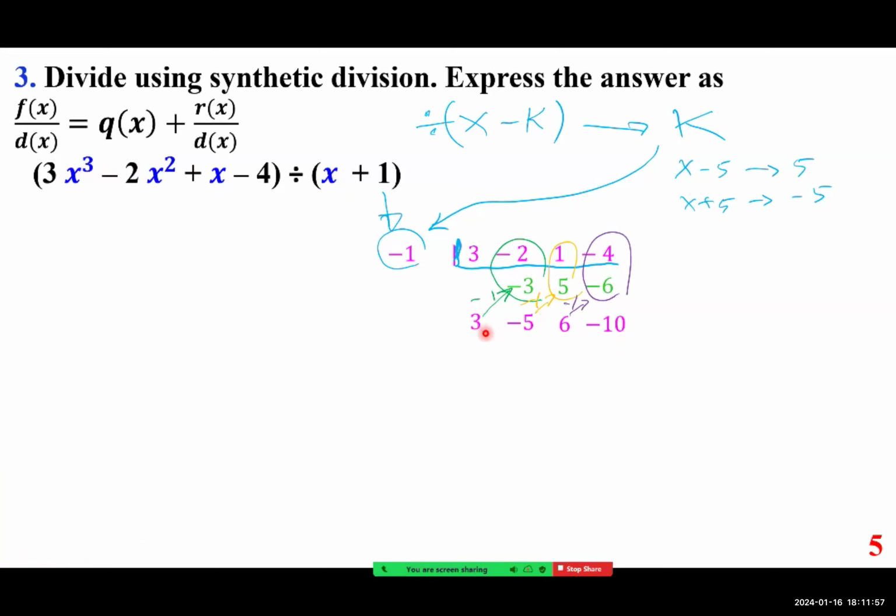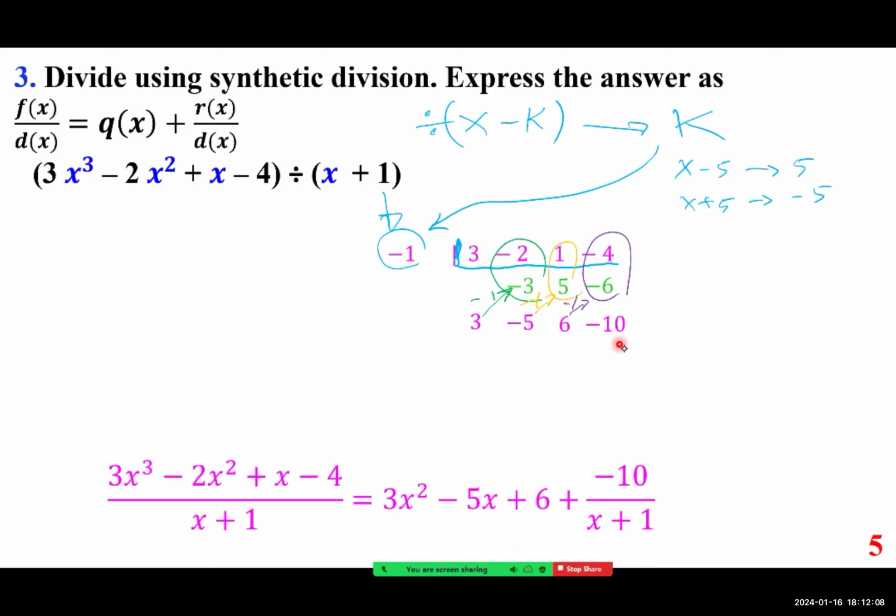So this means 3x squared. This means minus 5x. This means just plus 6. And this is your remainder. So that's what we write: 3x squared minus 5x plus 6. Now you can say this is the remainder.